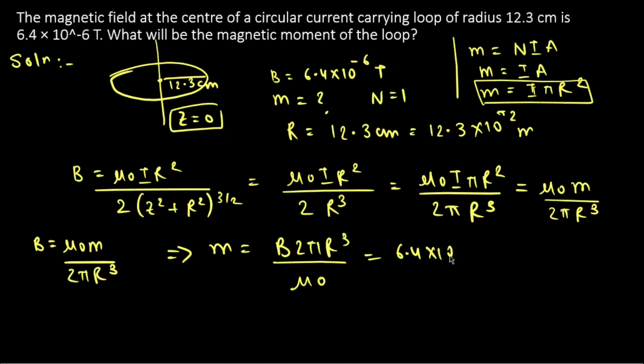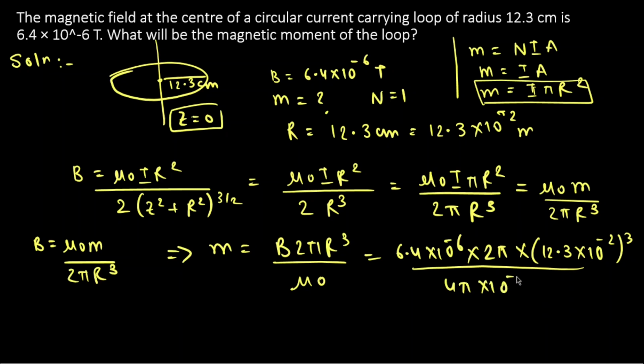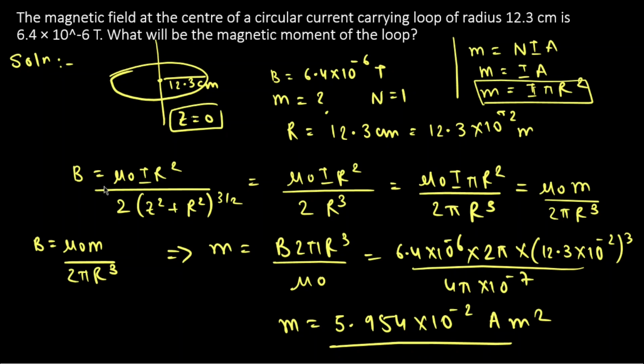Now let's put all these values: 6.4 into 10 raised to minus 6 into 2 pi into r cube, that is 12.3 into 10 raised to minus 2 the whole cube, divided by mu naught, that is 4 pi into 10 raised to minus 7. And solving this we get magnetic moment m to be 5.954 into 10 raised to minus 2 ampere meter square. I hope you got this sum.